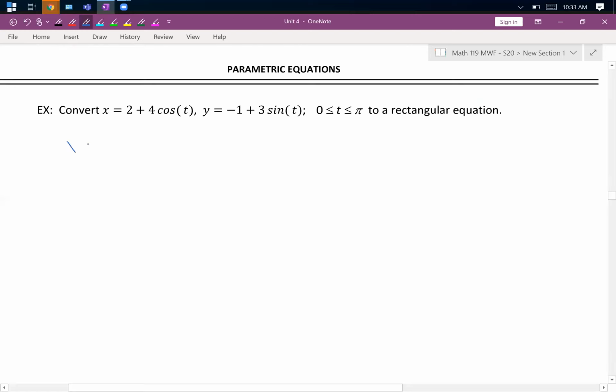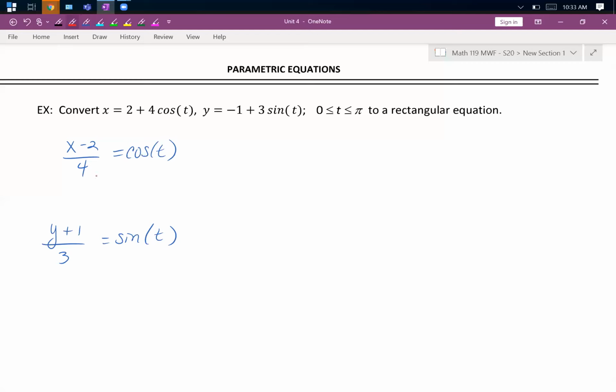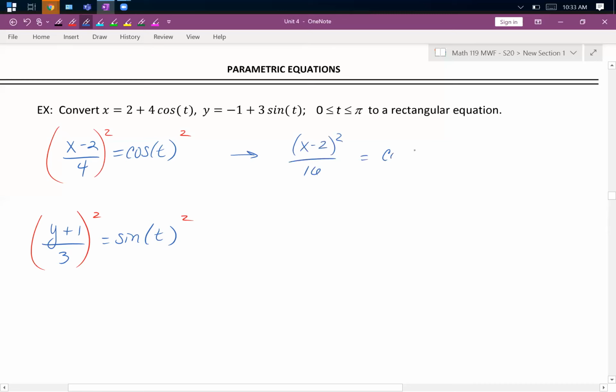That's going to give us (x minus 2) over 4 equals cosine, and (y plus 1) over 3 equals sine. And then we're doing all the same moves. We're going to square both sides. Just be careful here, you got a fraction, so you're going to have to make sure to square the top and square the bottom. It's going to turn this into (x minus 2) squared over 16 equals cosine squared, and (y plus 1) squared over 9 equals sine squared.